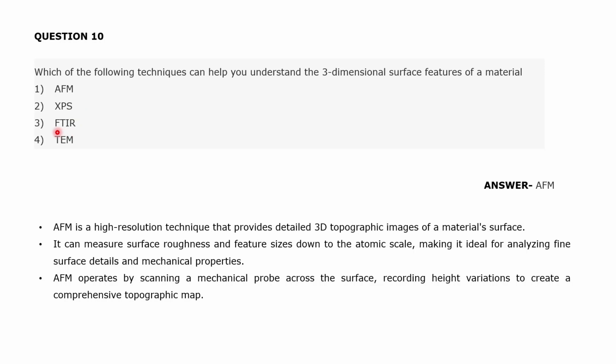FTIR, or Fourier transform infrared spectroscopy. You know that infrared spectroscopy uses infrared as a source to detect the chemical composition, or most probably whatever organic molecule you are using there, right? So it is also similar to XPS. It is used to determine the chemical composition of that specimen. And TEM, transmission electron microscopy, we discussed. It is used to determine the overall structure of that particular specimen, rather than the surface characteristics or the topography of the material.